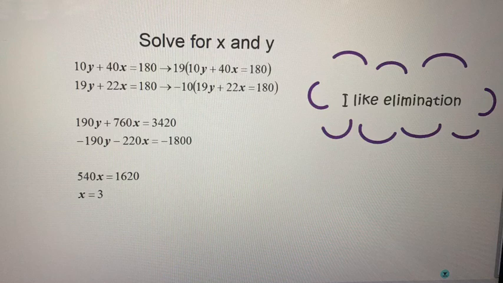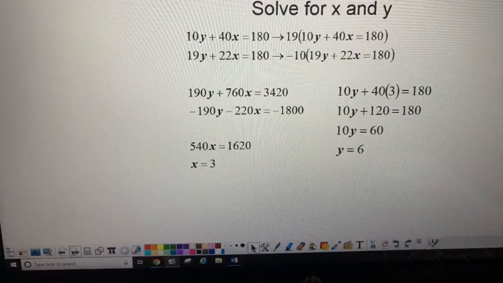I'm going to eliminate Y. I'm going to multiply the first equation by 19 and the second equation by -10 so that I can eliminate the Y's by getting 190 in the first one and -190 in the second one. When I solve, I get X equals 3, and then I plug that 3 back into one of the equations, and I get Y equals 6.